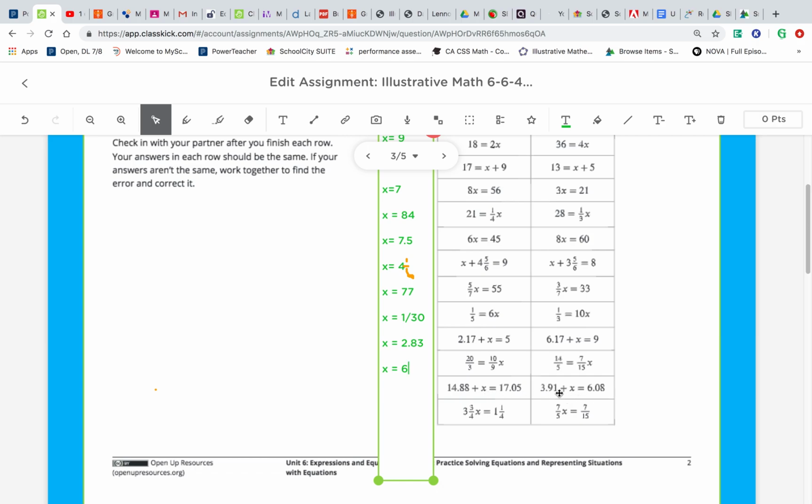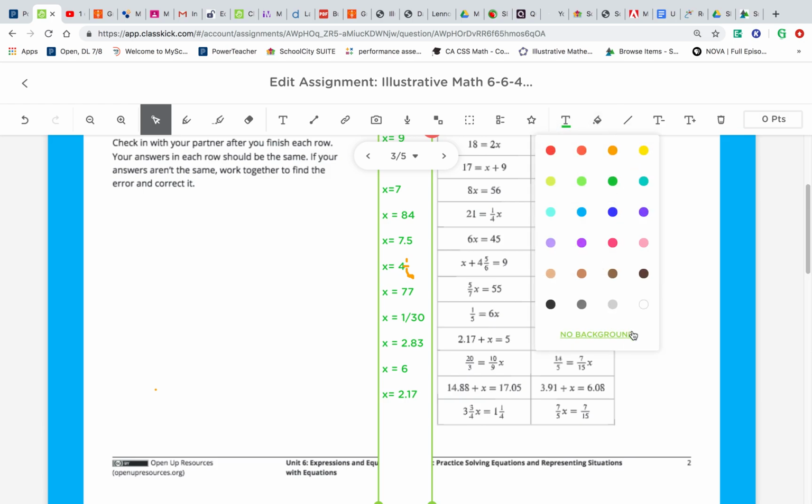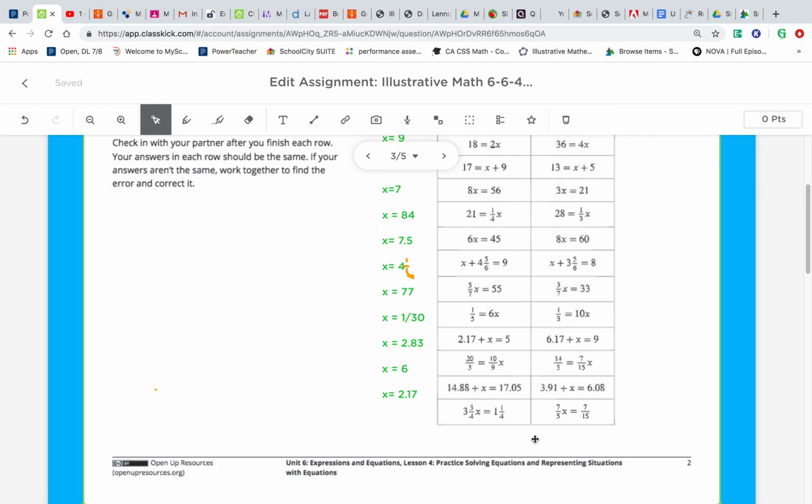And then the next one here, 14.88 plus x equals 17.05, 3.91 plus x equals 6.08. In both of these cases, we need to subtract this number here. In this case, it involves decimals on both problems. So here we would subtract 14.88. Here we subtract 3.91. I've already gone over one little review problem with subtracting decimals, so I'm just going to go ahead and share with you that your answer is going to be 2.17. Okay, x equals 2.17.